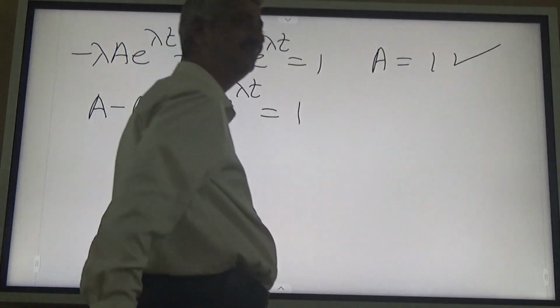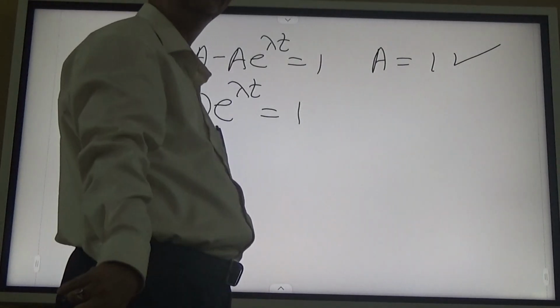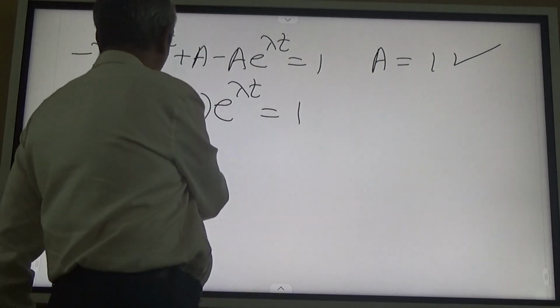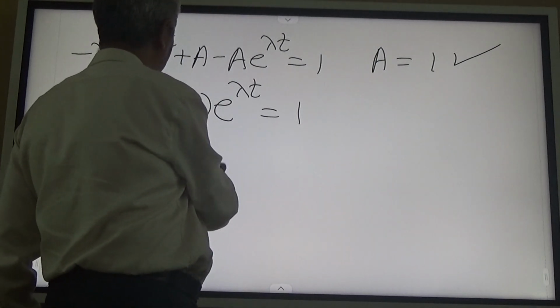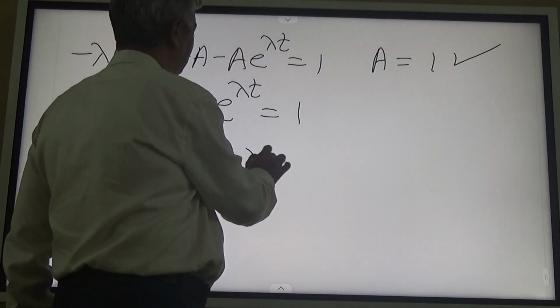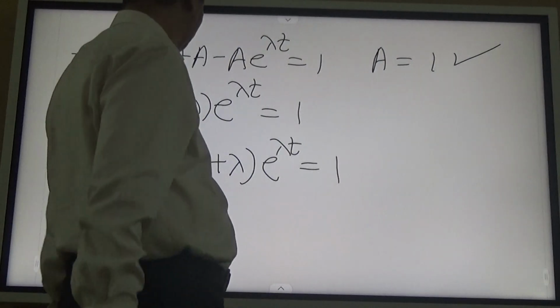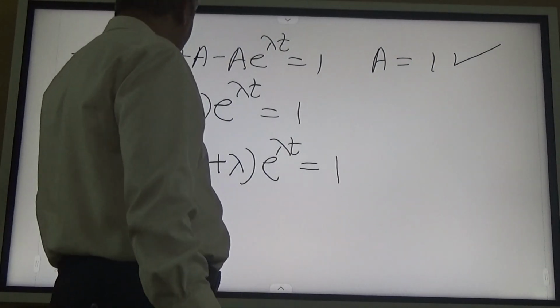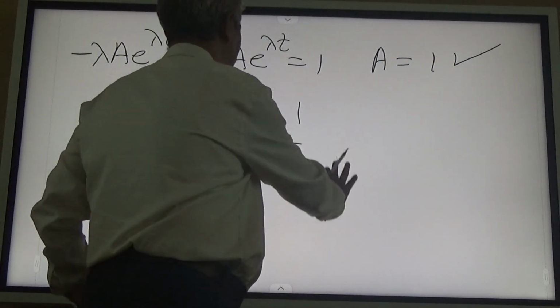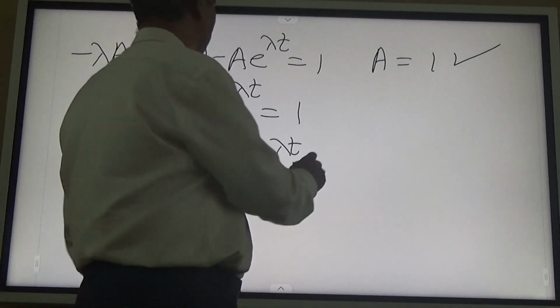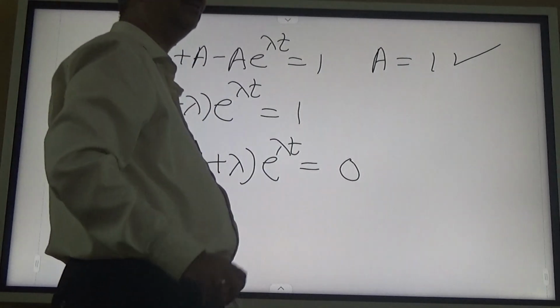Direct answer. Once I get a equal to 1, I put that: 1 minus 1 plus lambda e raised to lambda t is equal to 1. बरोबर? Then it gets cancelled. It gets meaningless. 1 plus lambda e raised to lambda t equal to 0. बरोबर आहे?